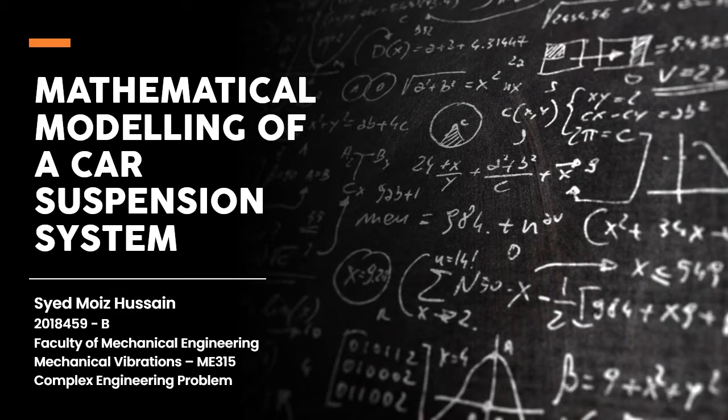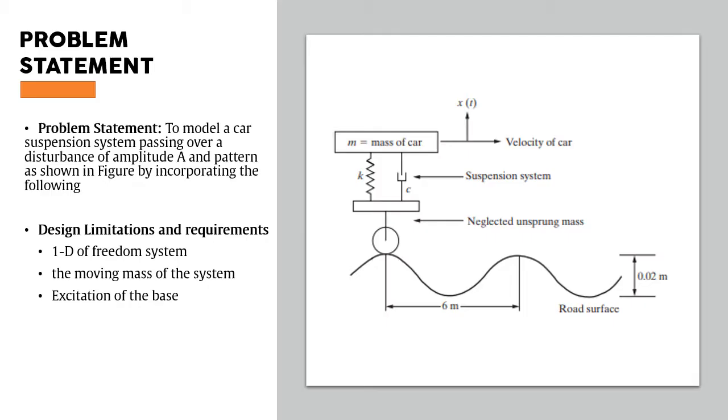The complex engineering problem was regarding the mathematical modeling of a car suspension system. I'll begin by first presenting the problem statement. The problem statement was to model the suspension system of a car passing over a disturbance of amplitude A. The road is being treated as a disturbance with an amplitude A, which is shown in the figure, as you can see.